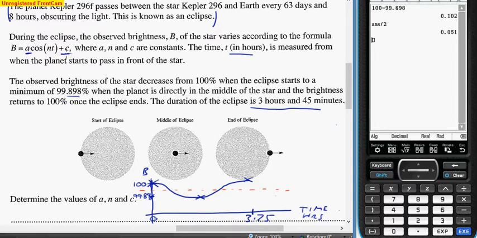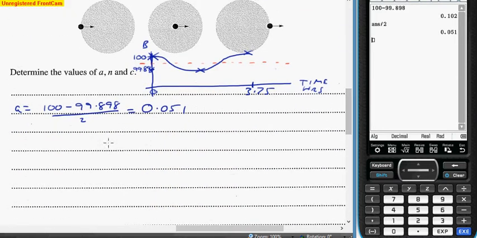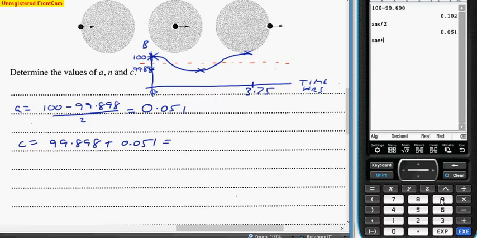Now C is the translation up, and you can see the middle line, which on a cosine curve starts off at 0, has gone up to that point there. So C is the 99.898 plus the amplitude, so plus the 0.051. That comes to 99.949.